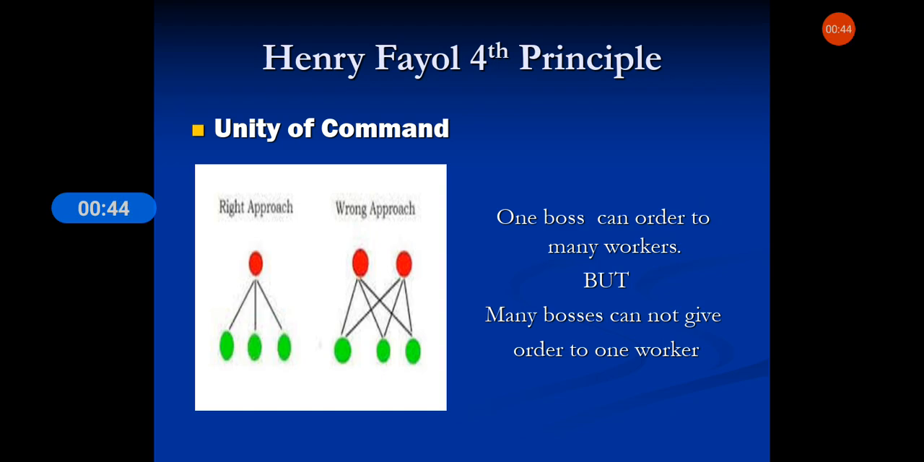Unity of command means one boss can order many workers, but many bosses cannot give orders to one worker. In the diagram, you can see the red circle is the boss and the green circles are the subordinates. So the right approach is one boss, many workers, and in the next diagram you can see there are two bosses and many workers. This is the wrong approach.